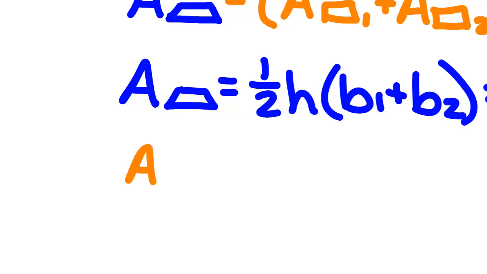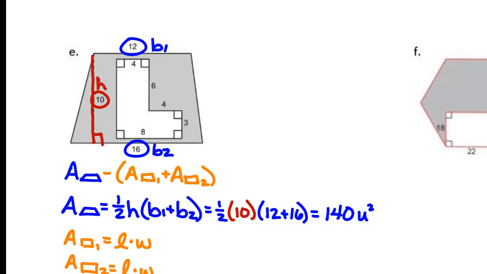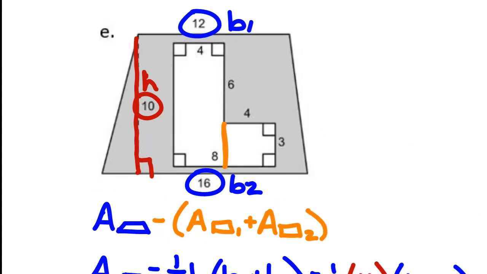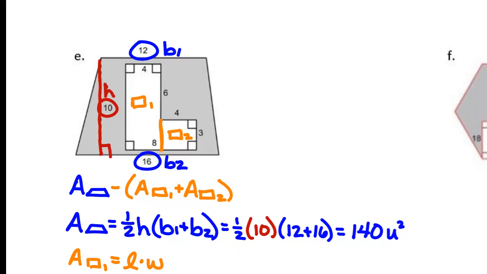All right, so now we need to find the area of our two rectangles. So we need to decide which one is rectangle 1 and which one is rectangle 2. We can split it horizontally like this, so that I have a top and a bottom rectangle. Or I can split it vertically like this, so that I have a left and a right rectangle. Do you guys want to go horizontally or vertically? Vertically, that works for me. We're going to get the same answer either way. So let's call this one over here rectangle 1, and this one over here rectangle 2.